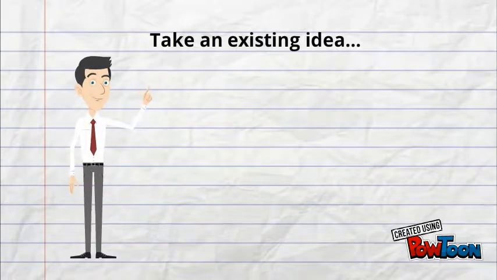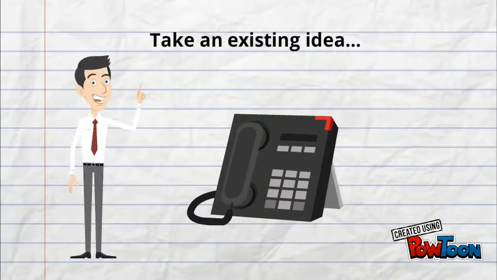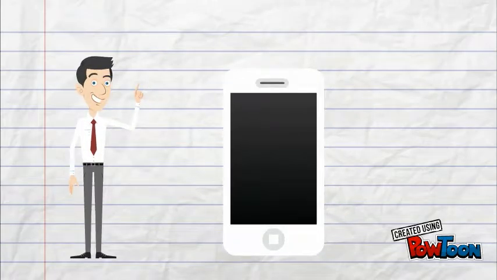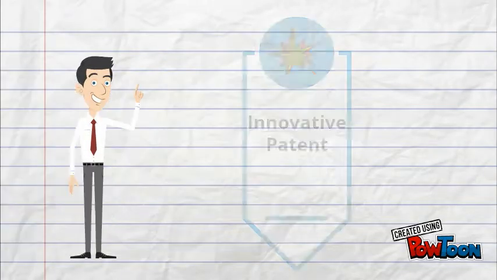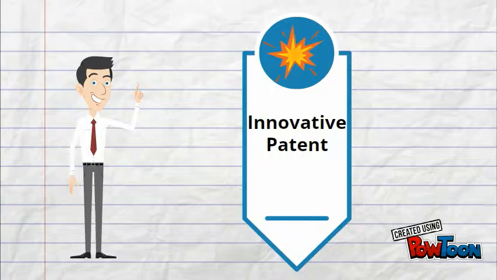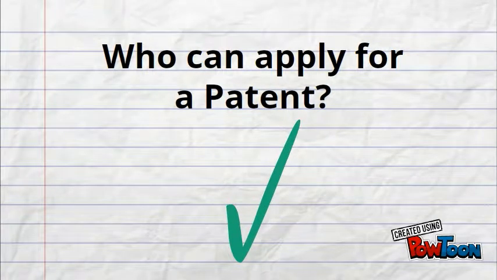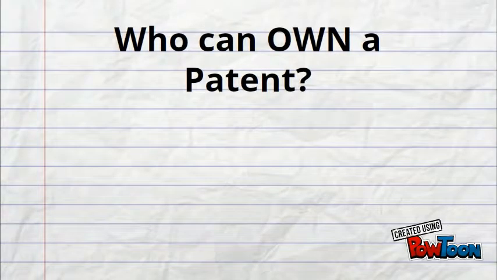Or if you've taken an existing idea such as a telephone and through an innovative process created something else such as a mobile phone, in which case you could apply for an innovative patent. That means if you've completed either one of those two elements, then you would be able to apply for a patent. Now that I've established who can apply for a patent, I will now explain who can own a patent.